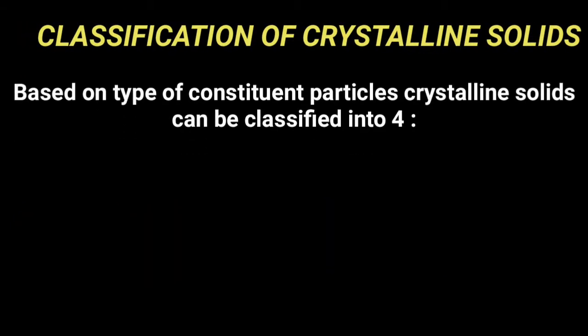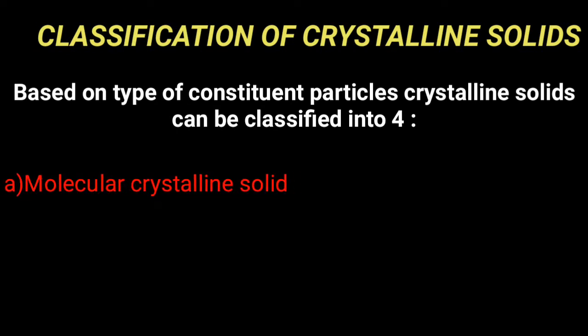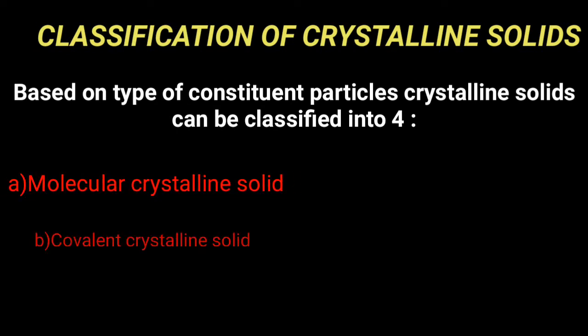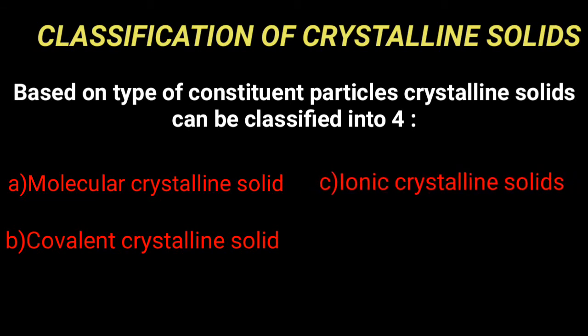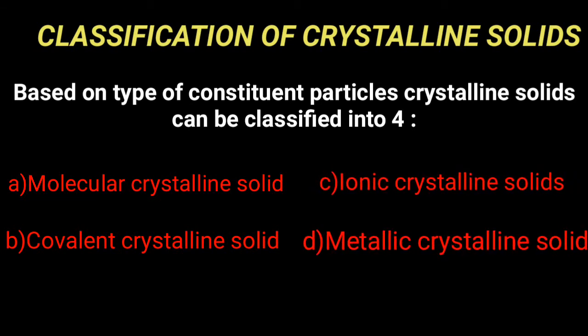Classification of crystalline solids. Based on the type of constituent particles, crystalline solids can be classified into four: molecular crystalline solids, covalent crystalline solids, ionic crystalline solids, and metallic crystalline solids.